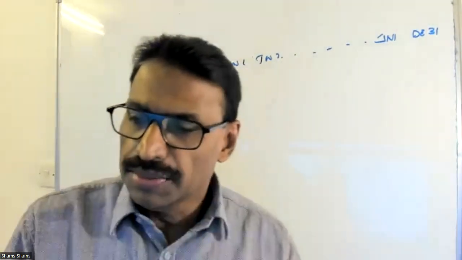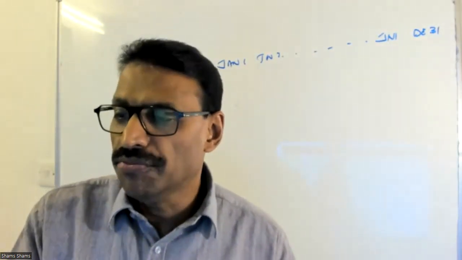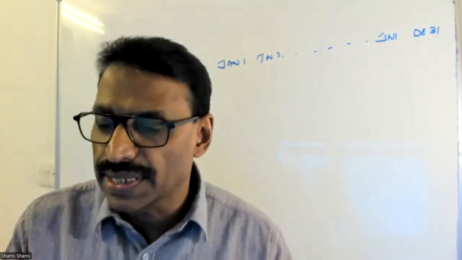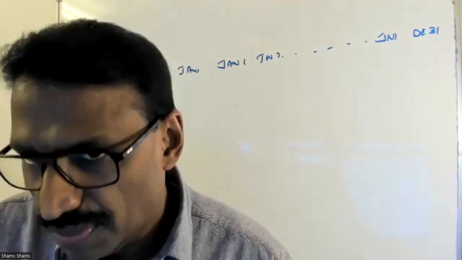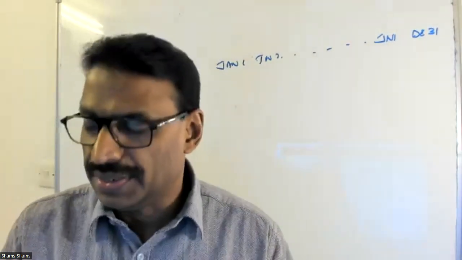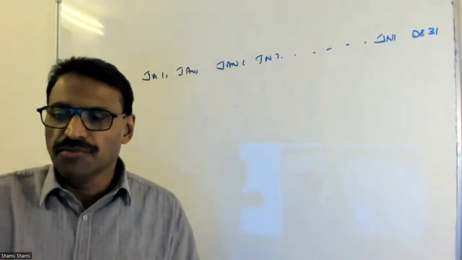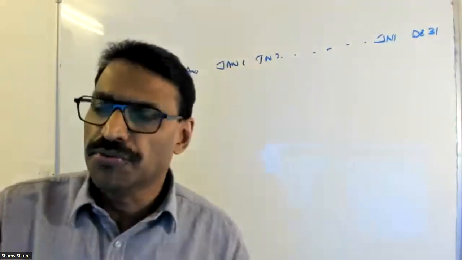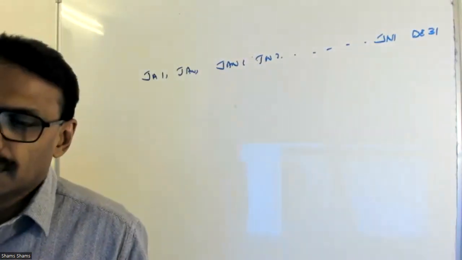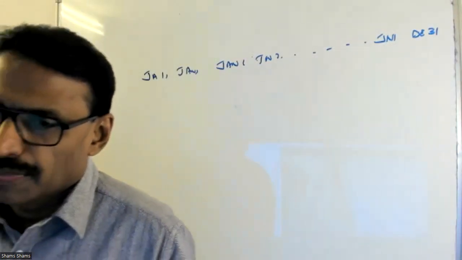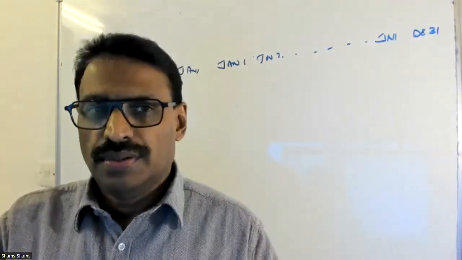Wait. Listen. The previous question. 1, 1, 1, 2, 1, 3, 1, 4, 1, 5, 1, 6. Ending is 6, 6. Correct or no? Sir, is it possible 360? No, wait. Listen. Come back to the previous question. 1, 1, 1, 2, 1, 3, 1, 4, 1, 5. Ending is 6, 6. Total, how many possibilities? 36. 6 into 6 possibilities. Correct or no? Yes, sir.